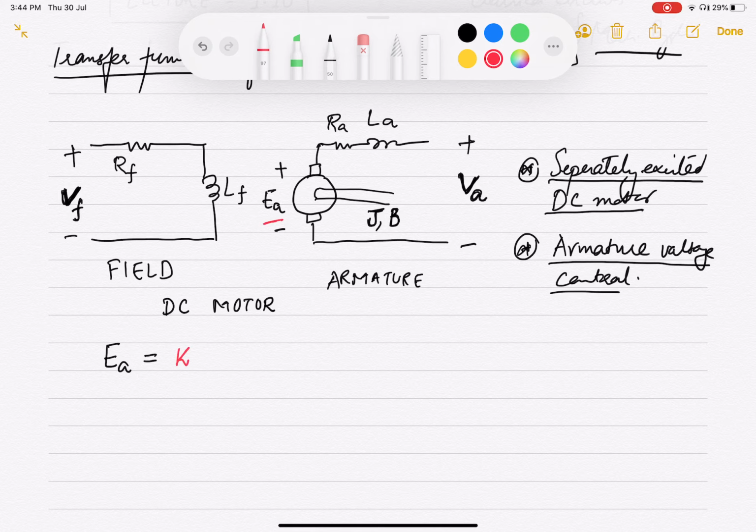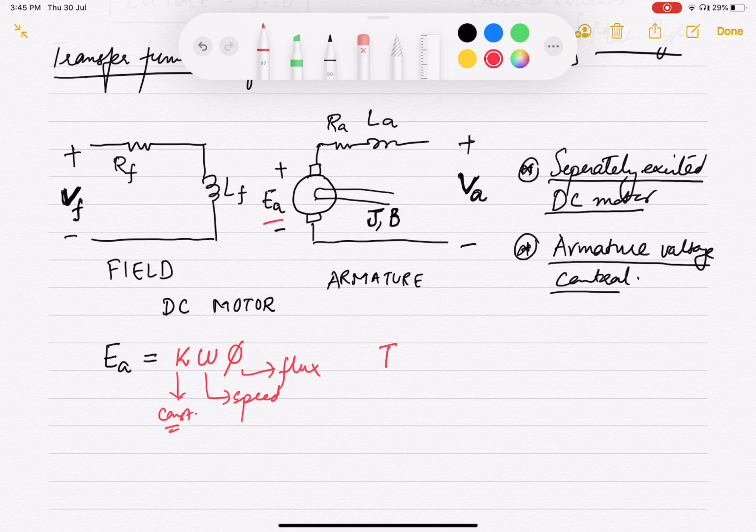There is a constant called K, and it is also proportional to the magnetic field that is present. This is the flux which is created by the field winding. This is the speed of the motor, and this is the constant of proportionality. So this is one equation which is true for any DC motor, in fact.